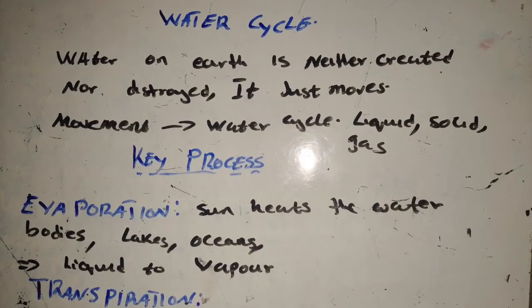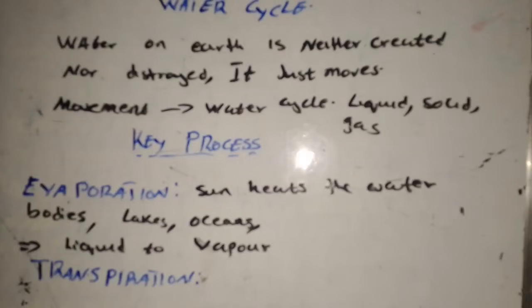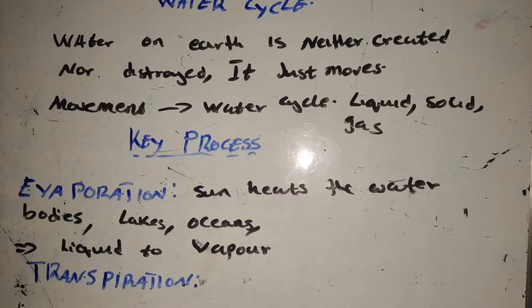So transpiration is simply the loss of water in the plants in the form of water vapor. So the plants will lose that water in the form of water vapor, and this process is what we are referring to as transpiration. So here we can say that plants release water vapor from the leaves.